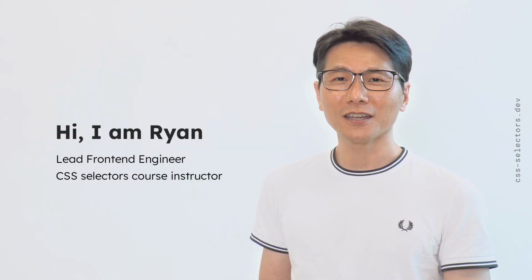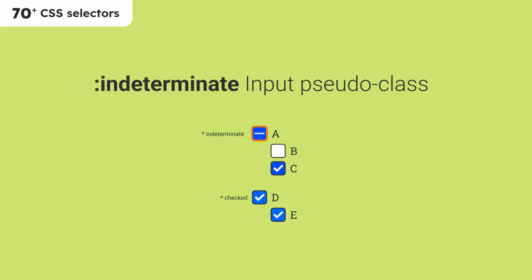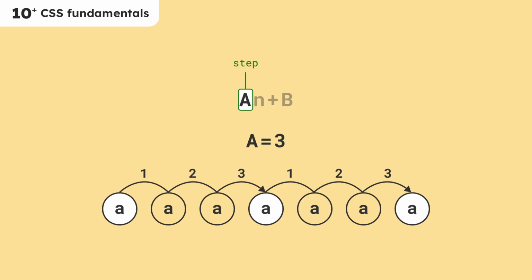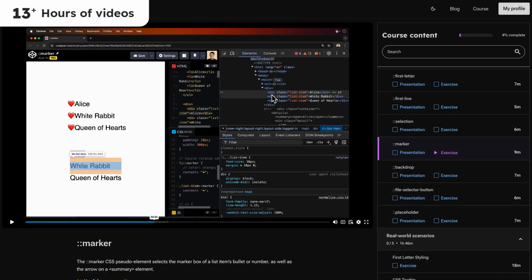Hi, I'm Ryan, your instructor for this comprehensive CSS selectors course. Here's what you will get in this course. You will learn over 70 selectors and 10 plus CSS fundamentals, which contains over 13 hours of step-by-step video tutorials.